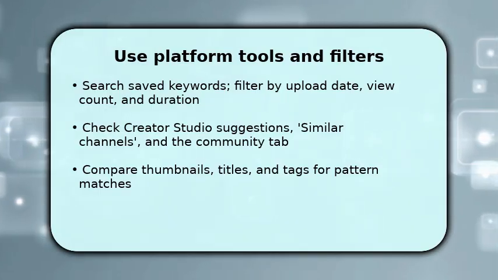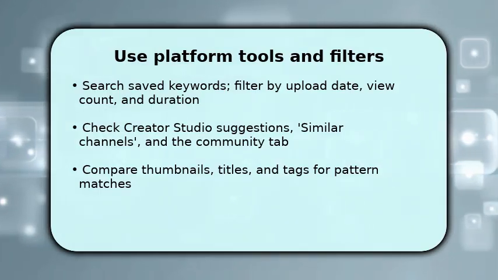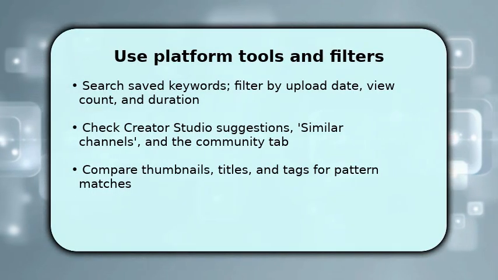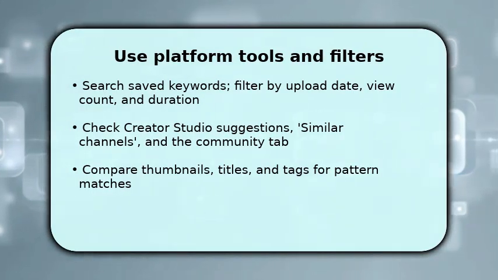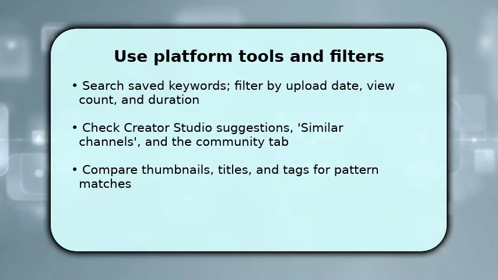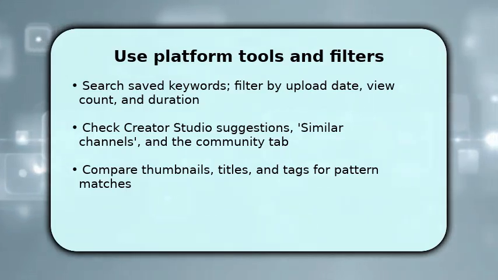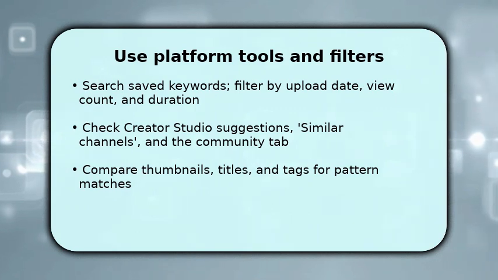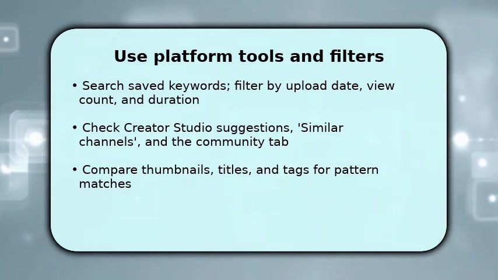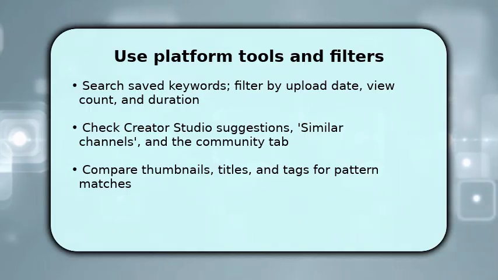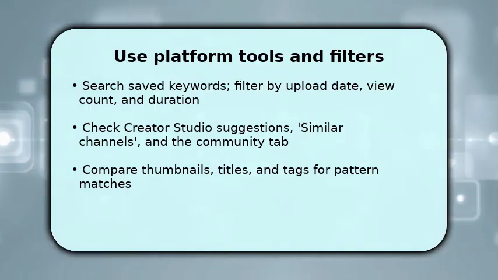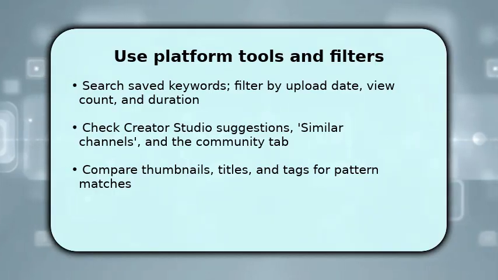Also inspect the channels sidebar and the similar channels section and cross-check Creator Studio suggestions if available. These expose algorithmic links. Once you discover candidates, compare thumbnails, recurring title structures, and tag overlap to confirm they serve the same audience. Finally, you validate and refine by engaging with candidate channels.